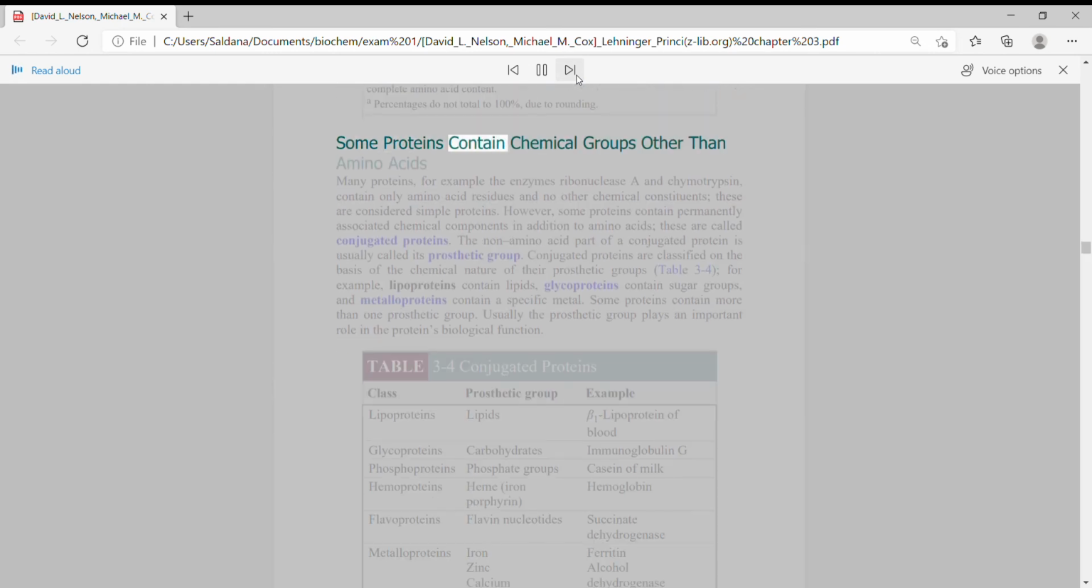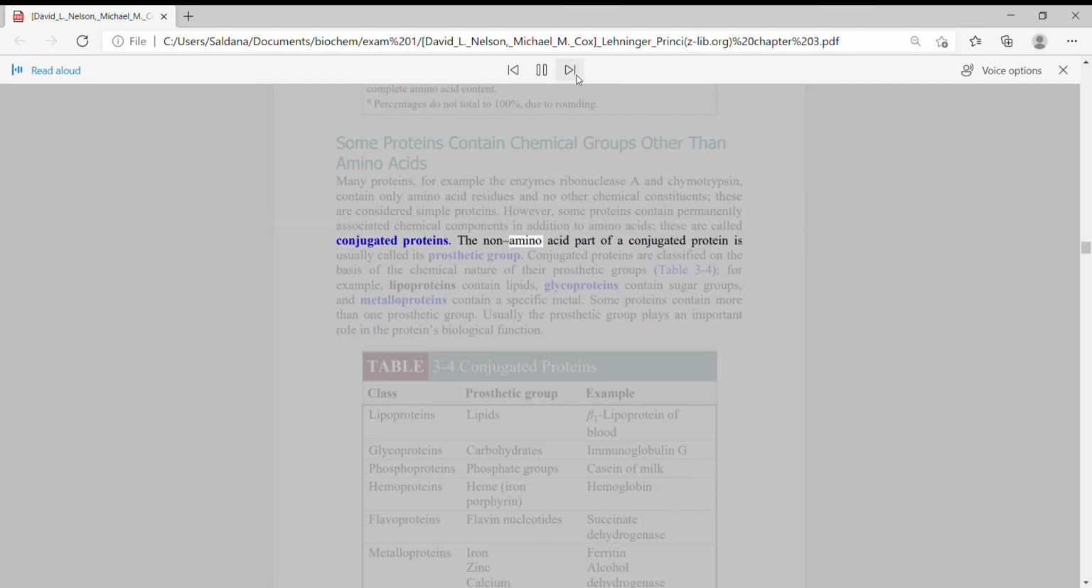Some proteins contain chemical groups other than amino acids. Many proteins, for example the enzymes ribonuclease A and chymotrypsin, contain only amino acid residues and no other chemical constituents. These are considered simple proteins. However, some proteins contain permanently associated chemical components in addition to amino acids. These are called conjugated proteins.